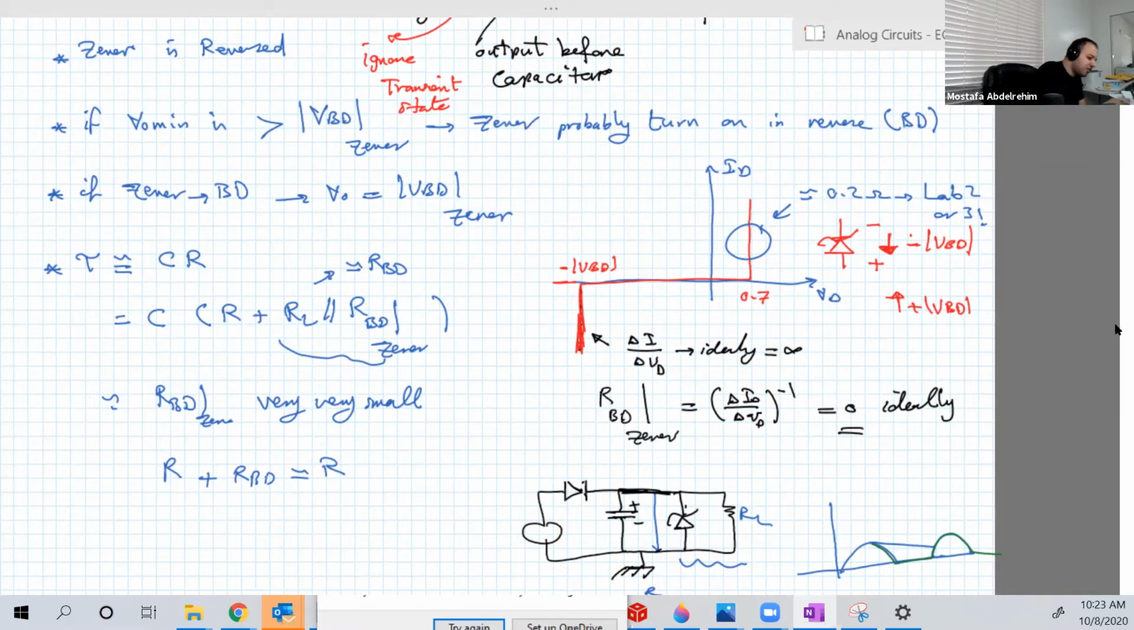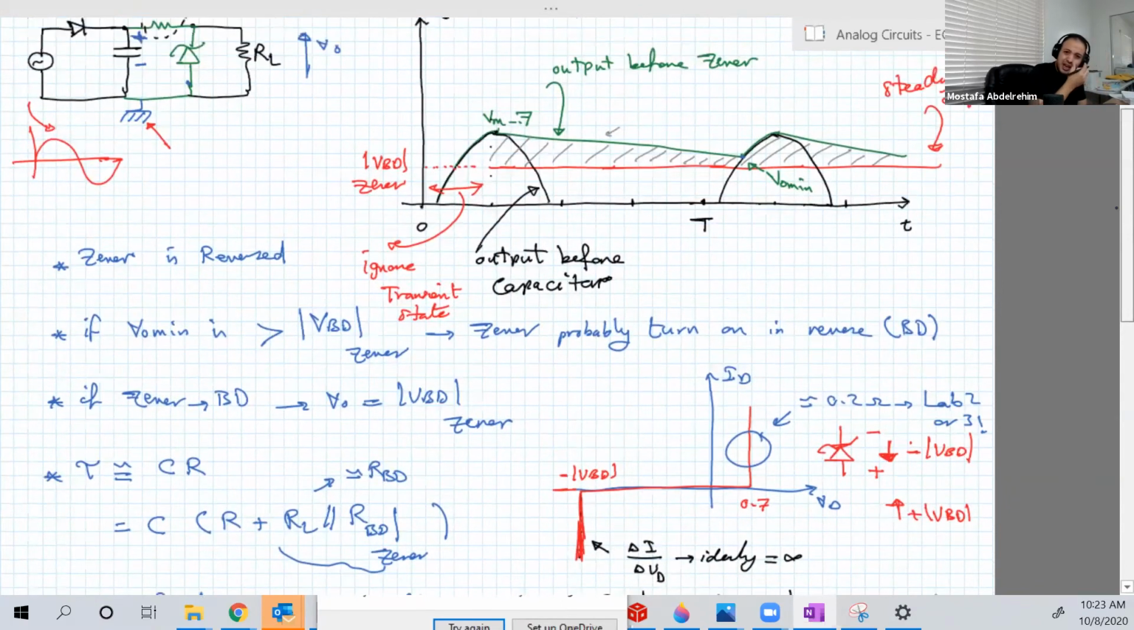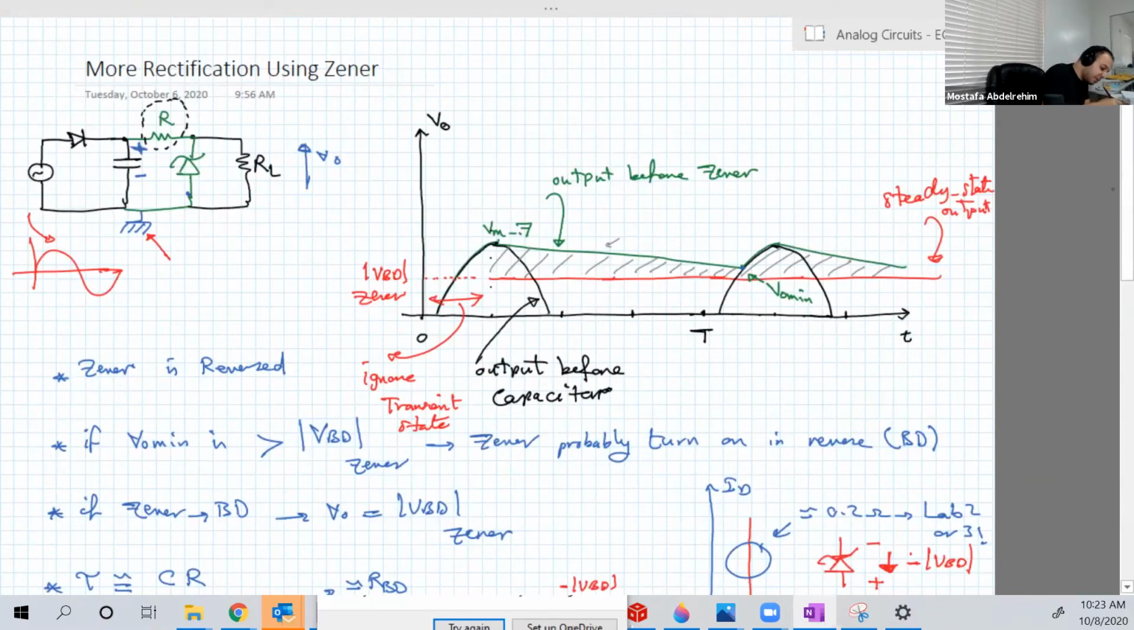The only part that is really annoying is maybe this part, so you just ignore it. We'll see in the lab. Basically, you will see only the steady state. You will not see the transient state.